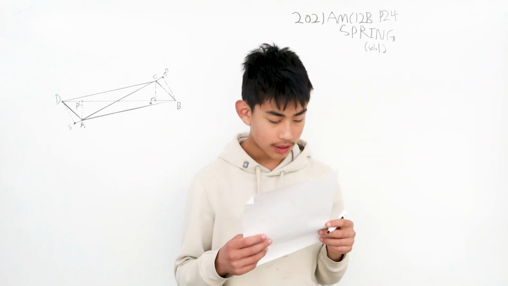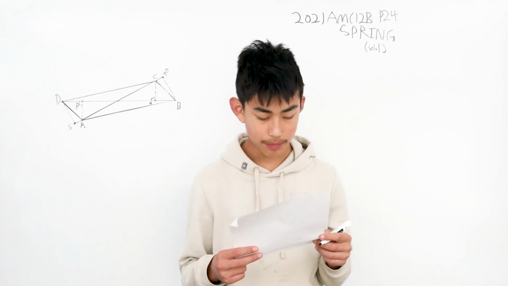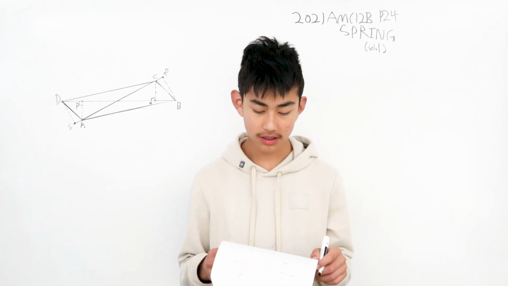Suppose PQ is 6 and RS is 8, and let D denote the length of BD, the longer diagonal of ABCD. Then D squared can be written in the form M plus N root P, where M, N, and P are positive integers, and P is not divisible by the square of any prime. What is M plus N plus P?